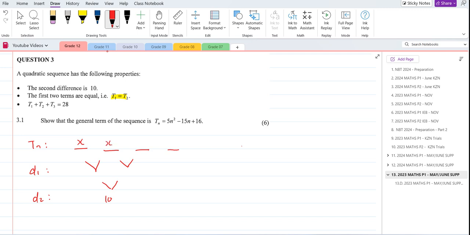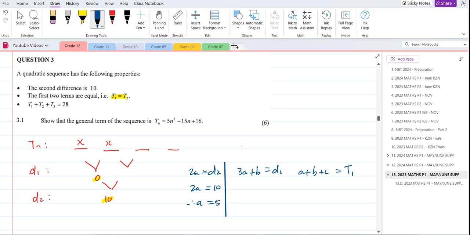Now x minus x is 0. So that's great because this will help me find the value of b. So we know the three formulas, which are 2a is equal to d2, 3a plus b is equal to d1, right? And a plus b plus c is equal to term 1, right? Now 2a is equal to d2, so 2a is equal to 10. Therefore a is equal to 5, right? So we've got a, which is 5.